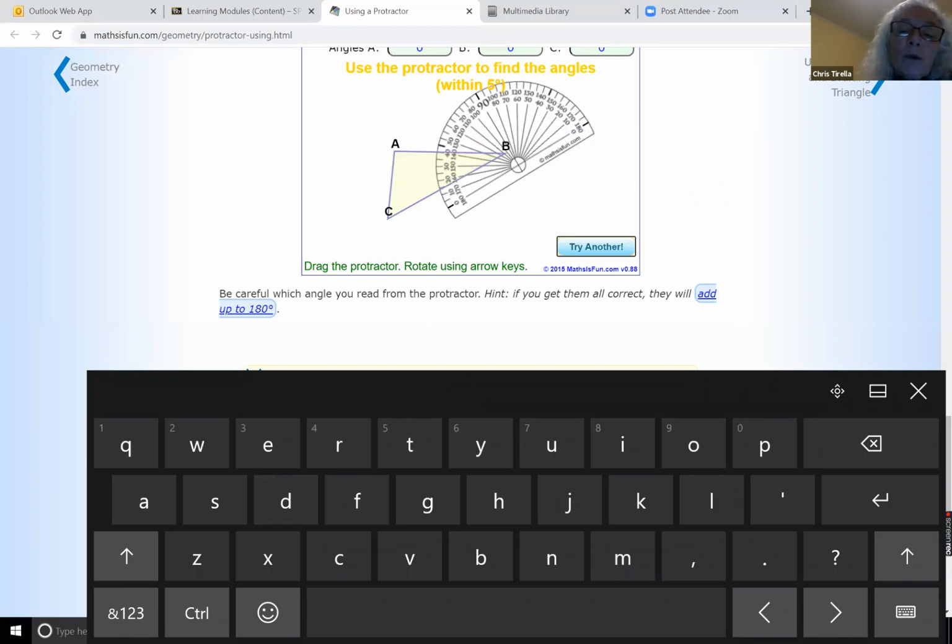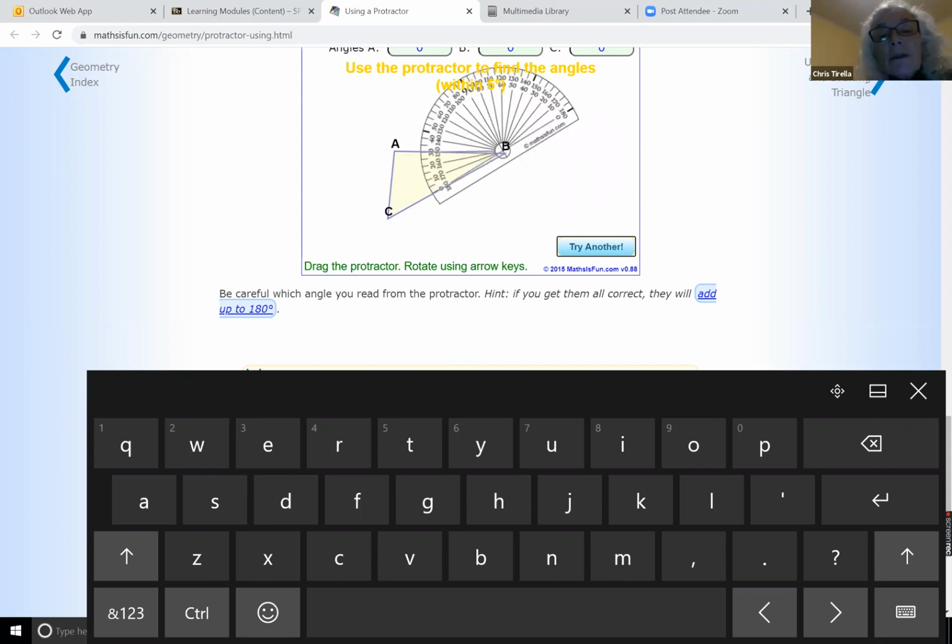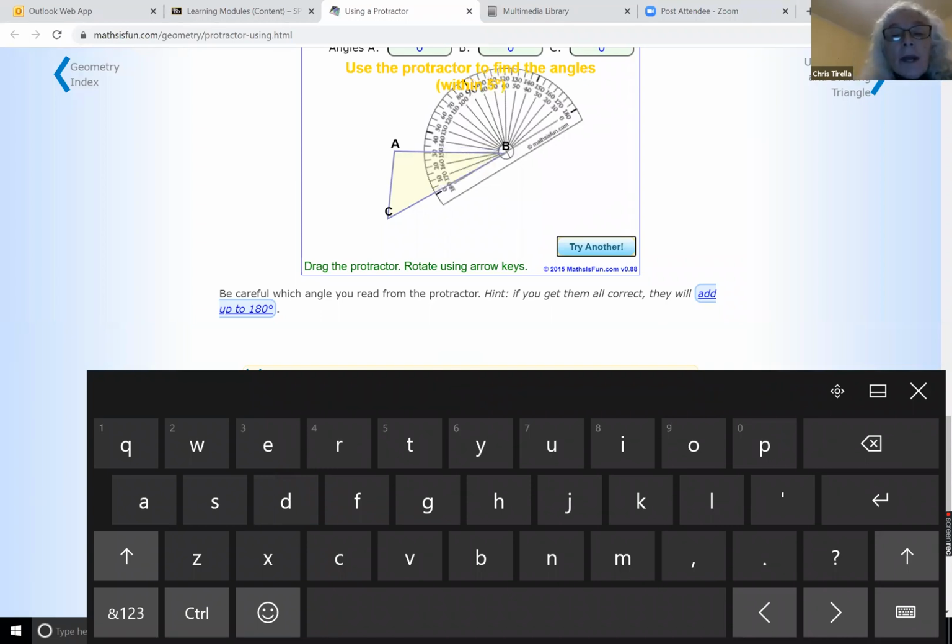So now I'm going to move this and put it so that the vertex is at B. I think I have to move it just a little bit so that it lines right up. Do you see how 0 is lined up? And now, because it's an acute angle, I'm going to use the scale that gives me the measure of 30 degrees and not 150 degrees for angle B.